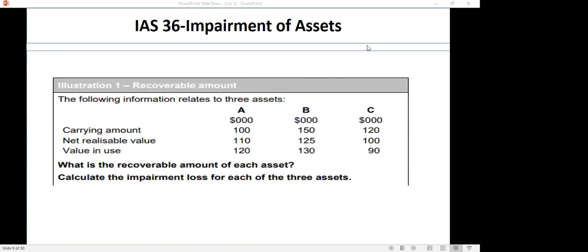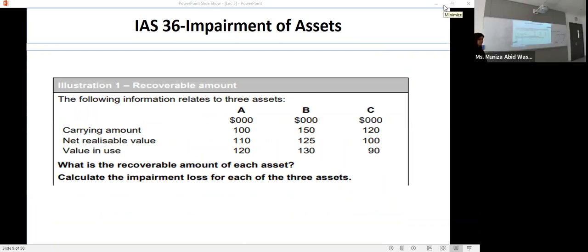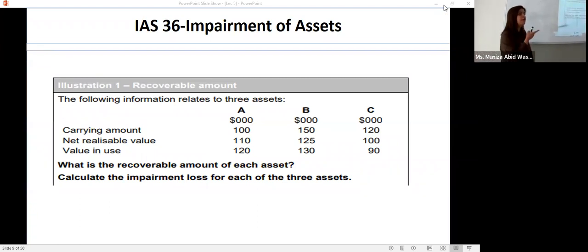No, miss. Okay. Now, students, we are going to do illustration number 1 in regards to the calculation of recoverable amount. What is recoverable amount? Greater of value in use and NRV, net realizable value. The requirement of the question is to find the recoverable amount of each asset and calculate the impairment loss for each of the 3 assets. So there are 3 assets, A, B, and C. For each asset, we have to consider a recoverable amount, and then calculate an impairment loss. So what is the recoverable amount? Greater of value in use and NRV.